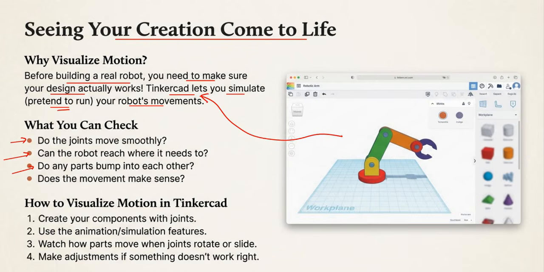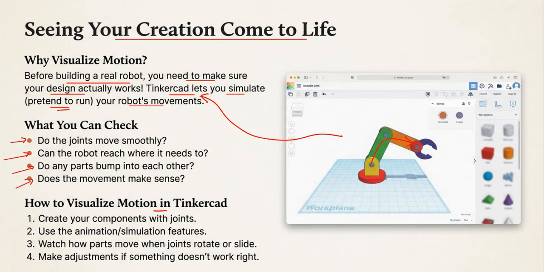Again, does the movement make sense? Is the robot trying to make the movement that you actually desire, or is it making something else? Unnecessary movements. What can you do to stop it? Okay, something like that. Now, how to visualize motion in Tinkercad?